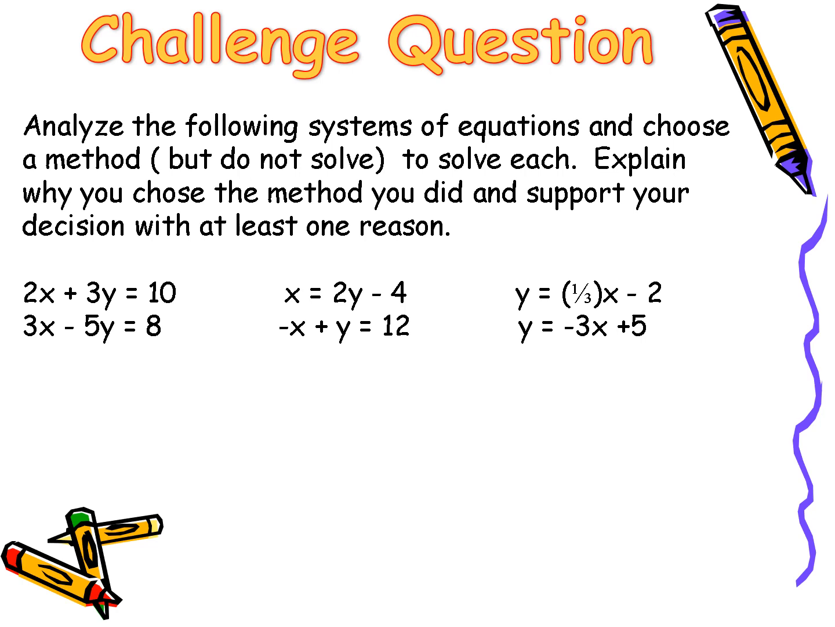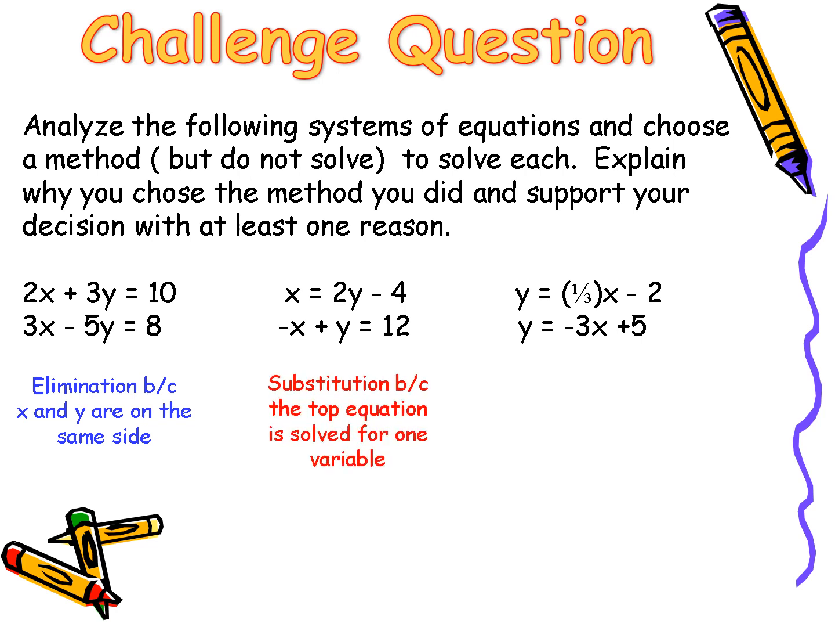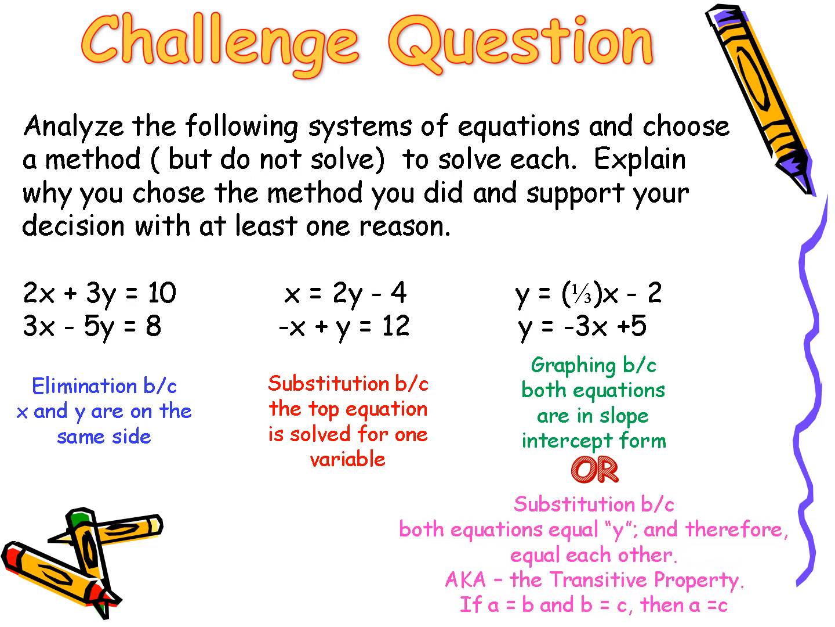Okay, for the first system, I would choose elimination because x and y are already on the same side. For the second system, I would choose substitution because the top equation is solved for one variable. It's already solved for x, so we can plug that into the second equation. For the third system, you could choose graphing because both equations are in slope-intercept form. Or you could also choose substitution because both equations equal y and therefore equal each other, aka the transitive property. If A equals B and B equals C, then A equals C.